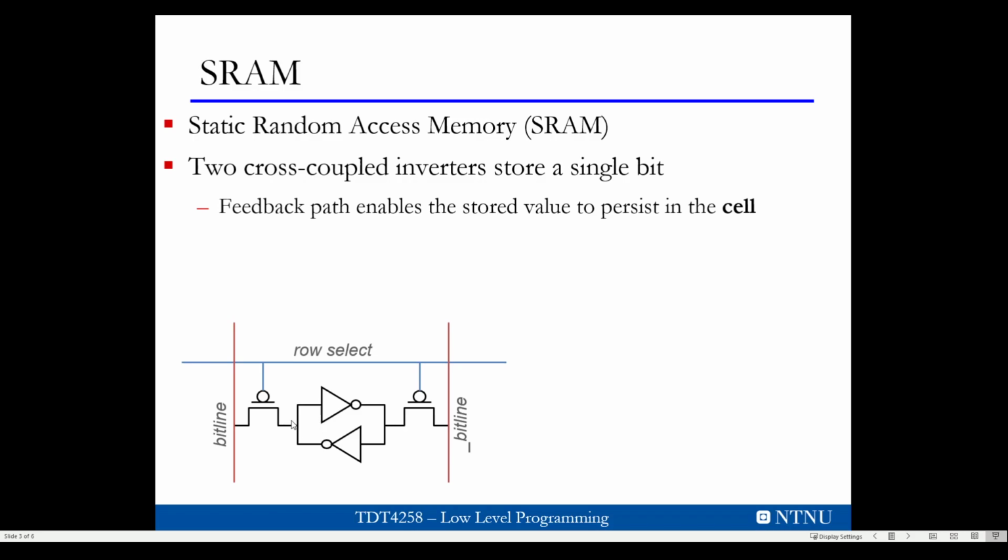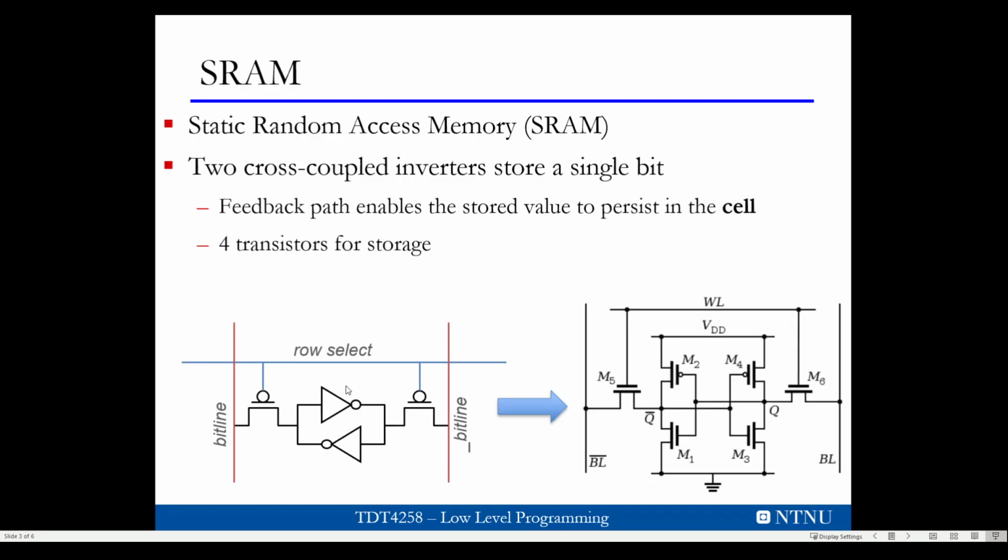Let's take an example. So let's say the value here is 1. So this 1 goes to the input of this inverter, and what you get at the output is a 0. So this 0 then goes to the input of this inverter, and what you get at the output is again 1. So this cross coupling, this feedback path, retains the stored value.